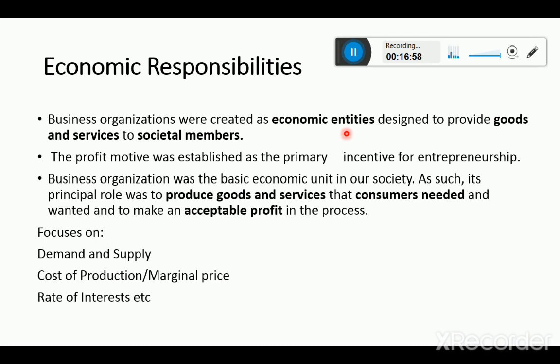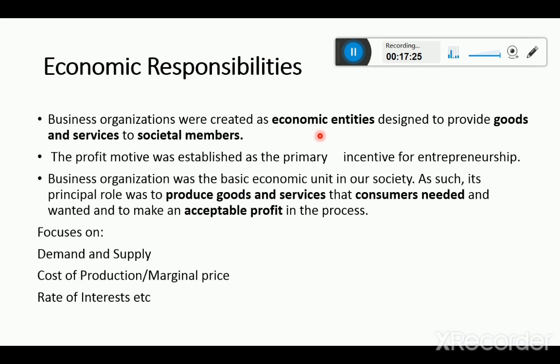Economic entities. Business organizations are economic entities. These are in the market. Why? Because they will fulfill the demand, the requirement of the market. Your country, your state, your market has demand, and the company, the business, fulfills it. That is why we say these are economic entities.